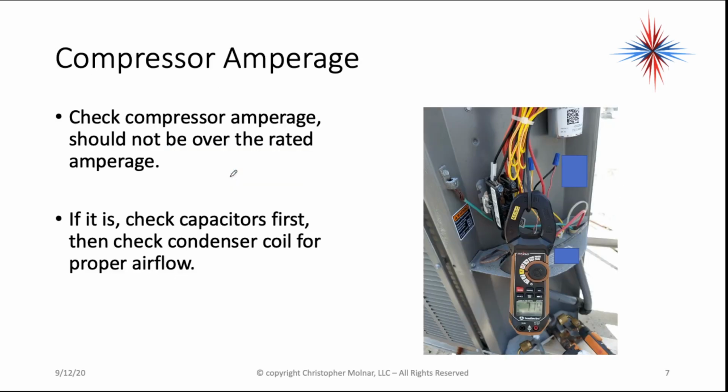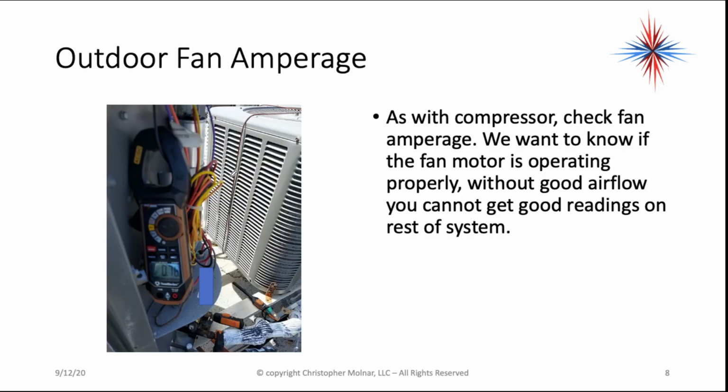So the first thing we're going to do after we take a basic look at equipment condition is check the compressor amperage. It should not be over the rated amperage. In this case, it's 7.14 to the 11.1. We're fine. Okay. If it is over, you have to find out why. Check the capacitors, check the condenser air coil for proper airflow, and then we can get into the pressures. But check your compressor amperage first.